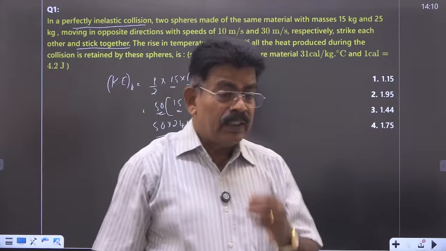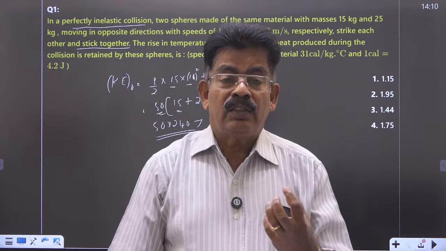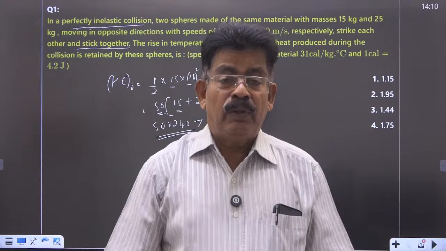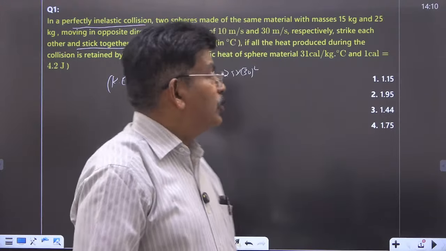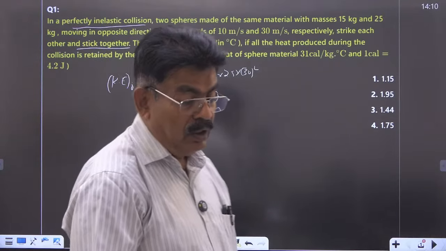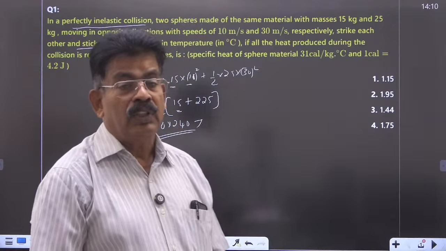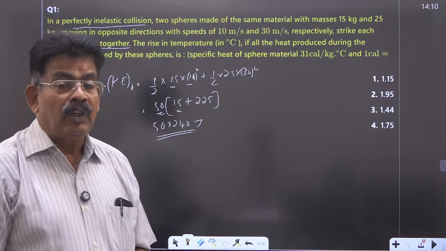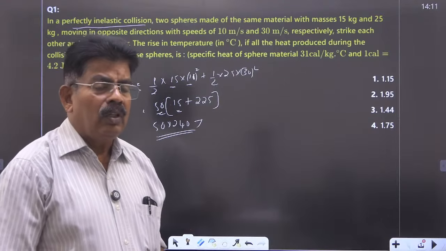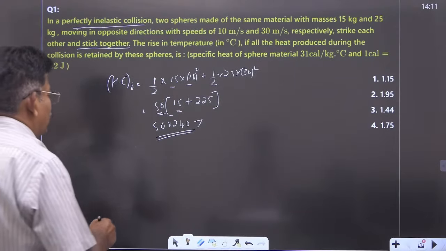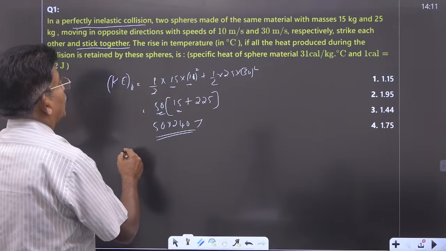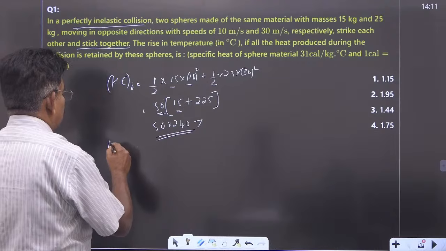Then the final kinetic energy of the system. They will move together. They will stick together. They will move as a single body of mass, how much mass? 25 plus 15, 40 kilogram mass. They will stick together and move together. So we have to calculate the velocity or momentum. If you get momentum, you can calculate kinetic energy. So we can do it in a systematic manner, velocity and then kinetic energy. They stick together means their momentum will be conserved.